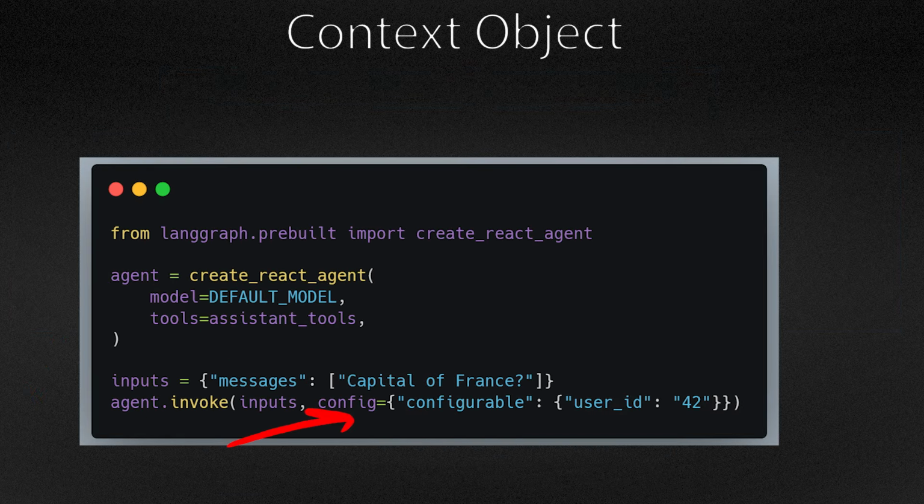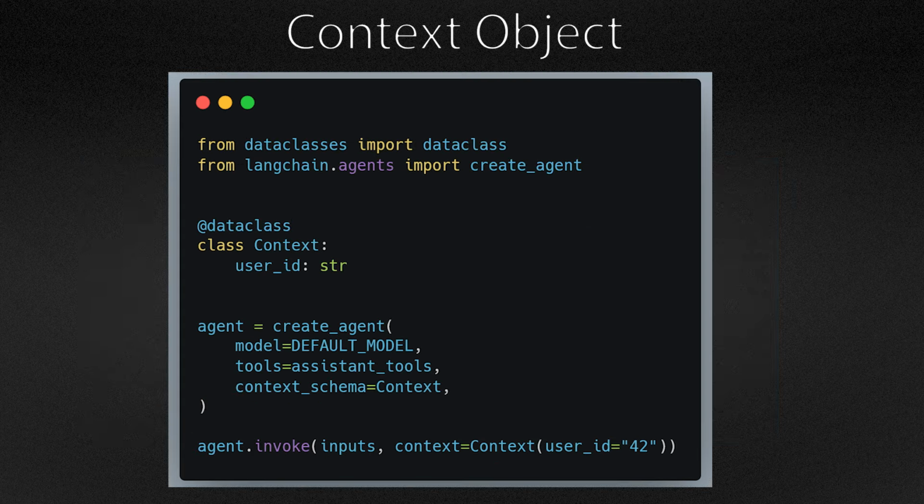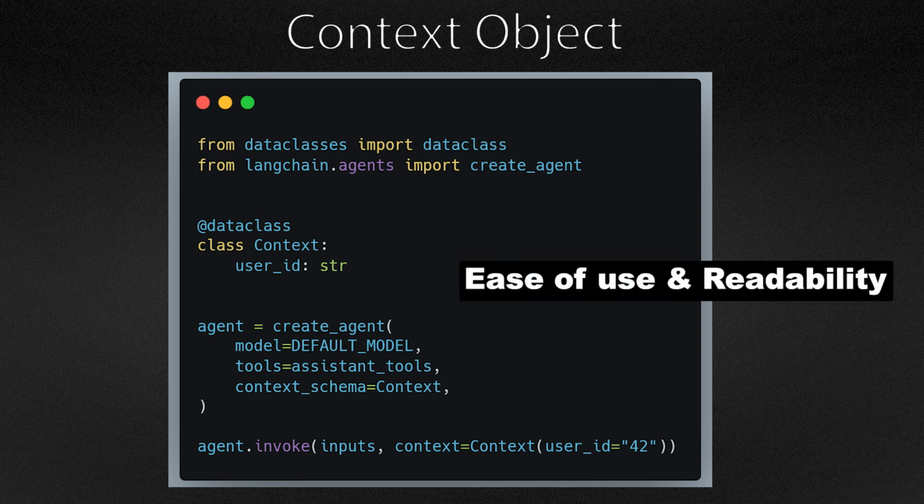New as well is the context object. Instead of passing a plain dictionary as config, you now have a context class to supply runtime arguments. Using a data class instead of a dictionary makes this cleaner and more convenient.